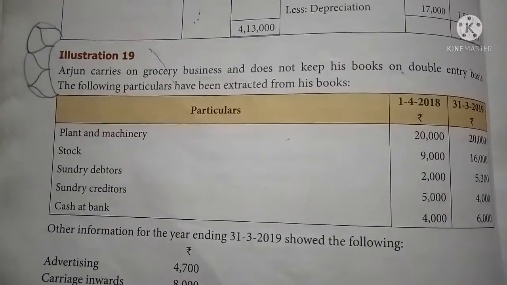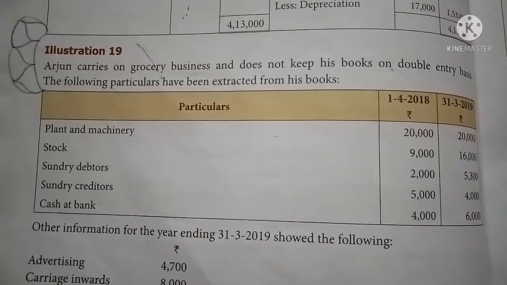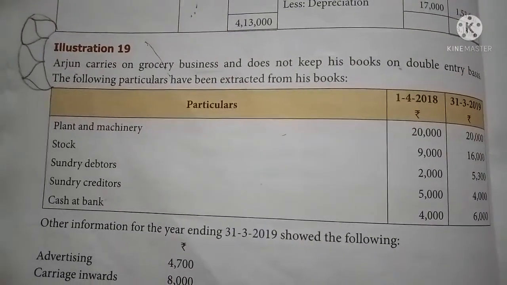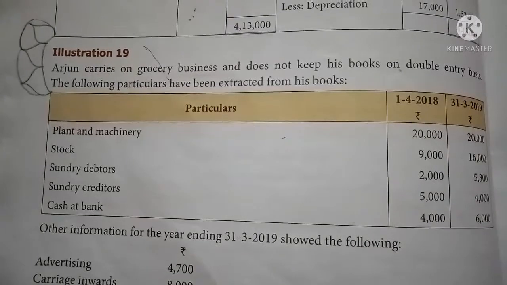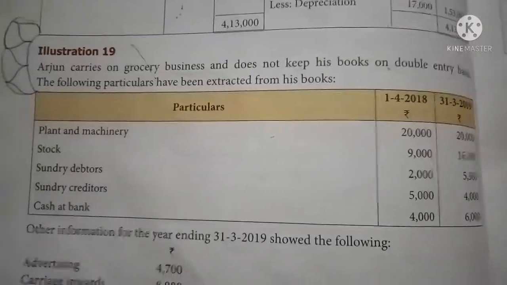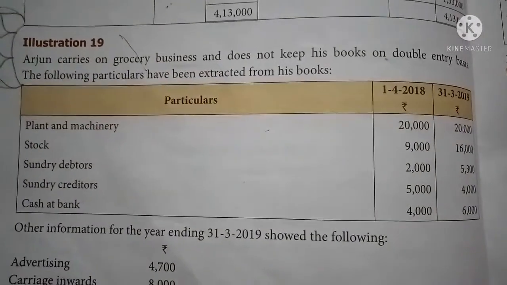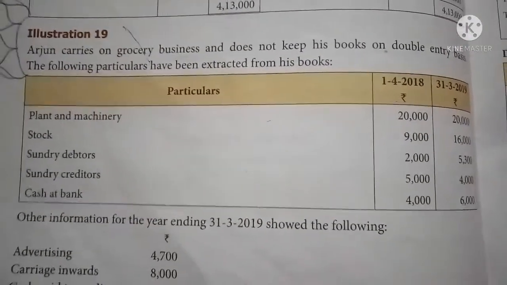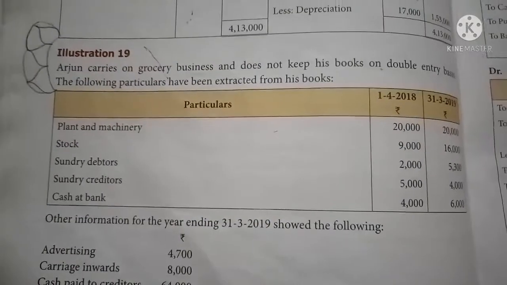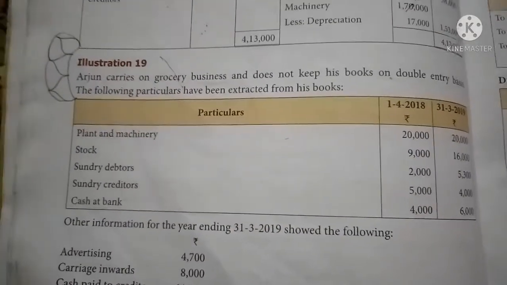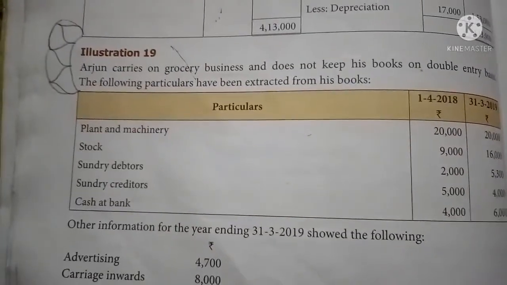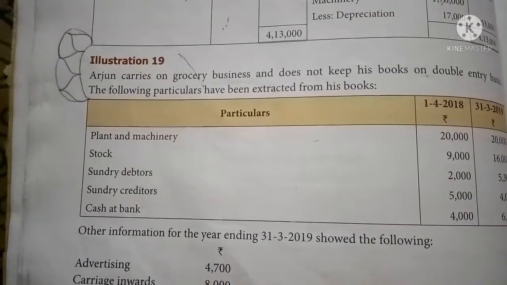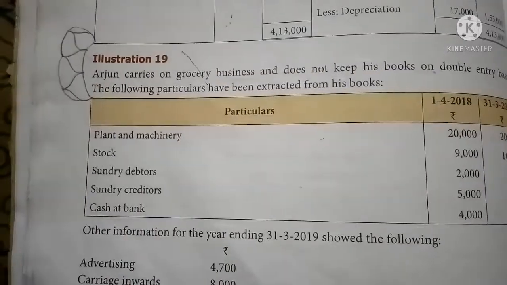So in this afternoon video, we continue the same chapter, that is accounts from incomplete records, illustration 19, a 5 mark sum. So we can go through one more example sum in order to understand the 5 mark sums better. In this example 19, they are asking to prepare the trading and profit and loss account and also the balance sheet.